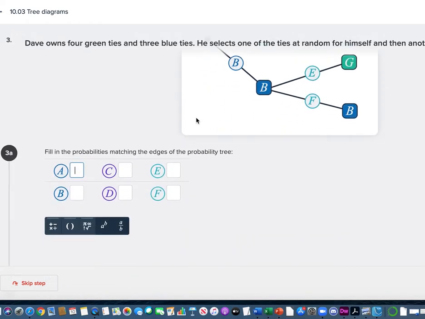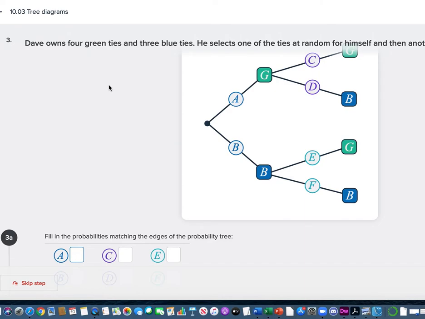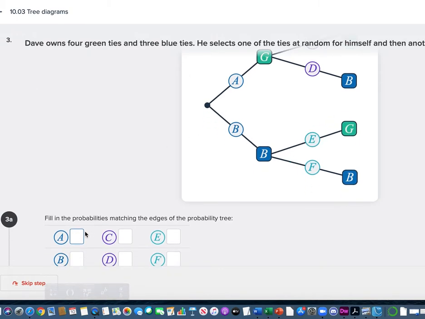So in this case, what we want to do is fill in the probabilities matching the edges of the probability tree. Now this is not that hard, because we know how many tiles each one has out of the total. So probability is always the number of successes divided by total, as you might see in the summary. So it's 4 over 7. So A is going to be 4 over 7.